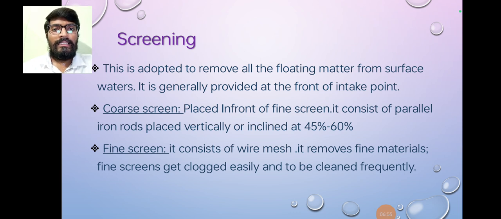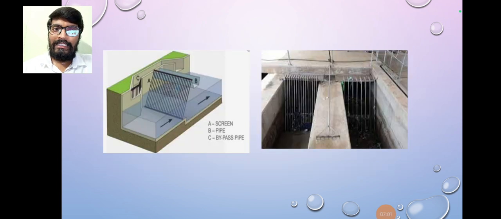So coarse screens are better to use for removal of the floating matter. You have to see clear images of the coarse screen and fine screen. These screens are placed across the flow of water, inclined at 45 to 60 degrees. When inclined, the flow area at the upstream side increases, and the velocity of the water decreases. That's why screens are placed inclined to the flow of water.